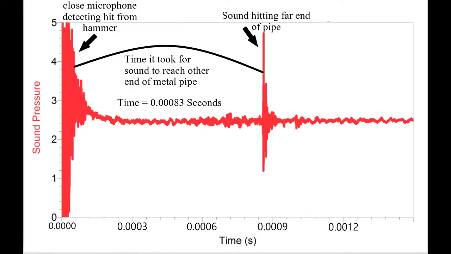Here's the data we collected. If you look on the left side, that's the microphone that was closest to the hammer when I hit the pole. The peak on the right side is the far microphone. The time it took to go from the close microphone to the far microphone was 0.00083 seconds.